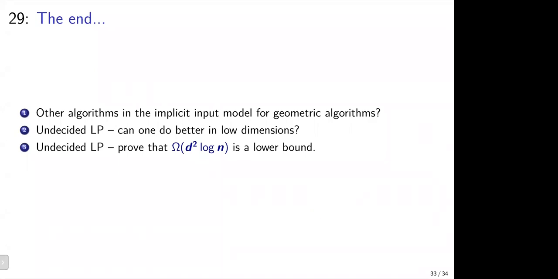So that's one thing. And other interesting stuff is, for the undecided LP, can one do better in lower dimensions, and also prove a lower bound on the number of queries.